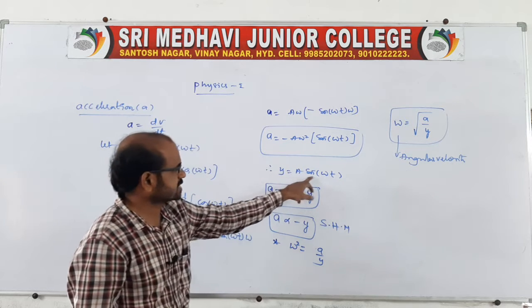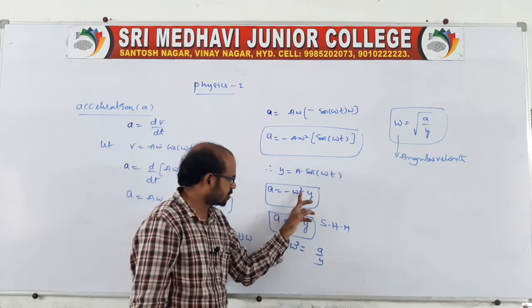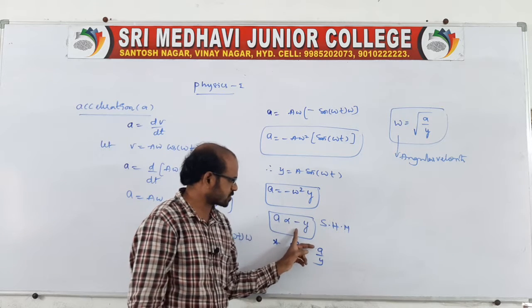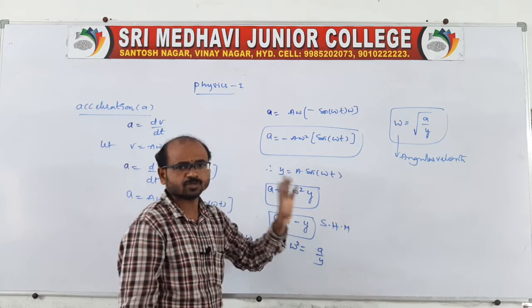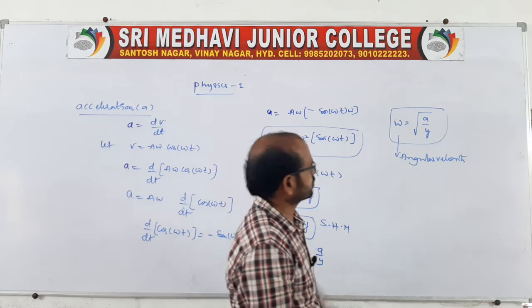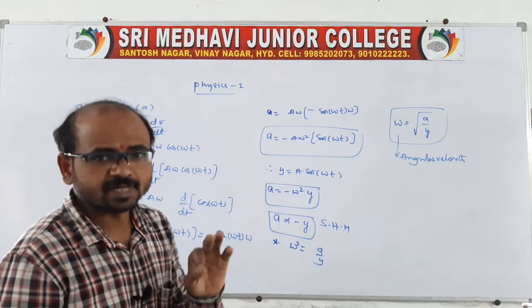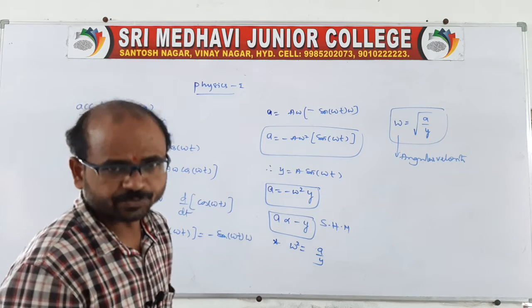Then y is equal to A sin omega t. Therefore, with the displacement relation, it is minus omega square y. Then a is directly proportional to minus y, which we call simple harmonic motion. Omega square is equal to a by y, then omega is equal to root over a by y. This we call the angular velocity, the omega value.